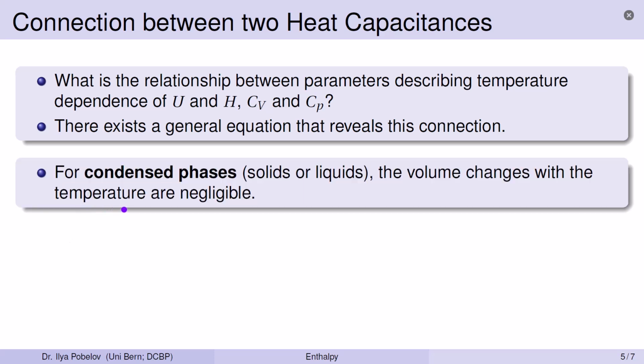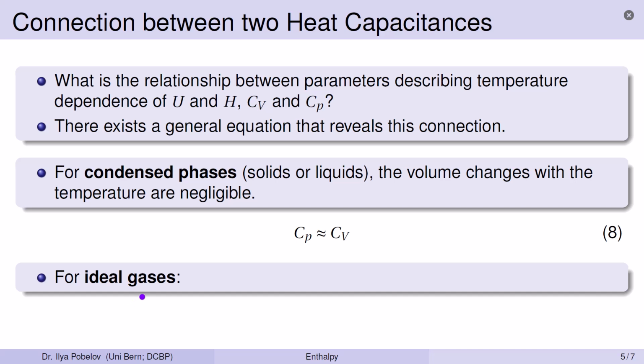Instead, we will focus on two specific and significant scenarios. First, let's consider condensed phases. By condensed phase, we mean either solids or liquids. A distinguishing feature of these phases is that as one changes the temperature at a constant pressure, their volume doesn't change much. In fact, for most practical purposes, we consider such volume changes to be negligible. This implies that for condensed phases, Cp is approximately equal to Cv. The two heat capacities are almost the same because the system doesn't do much expansion or compression work as it heats up or cools down.